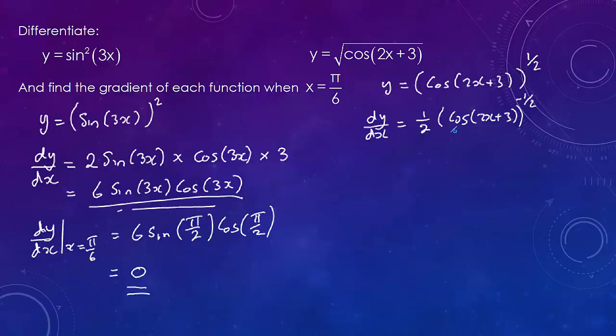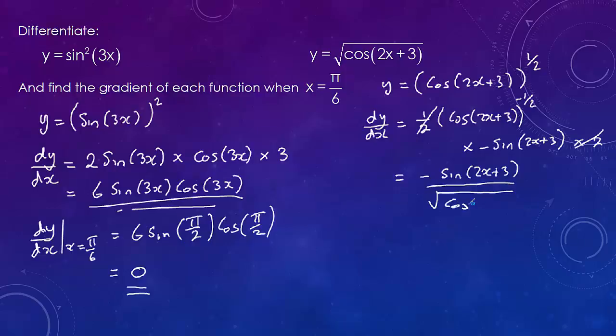We then need to multiply by the differential of what's inside. So that's going to be cos goes to negative sine 2x plus 3. And we also need to then multiply by the differential of the inside of that. So, well, the 2 times a half at least will cancel. So we've got negative sine 2x plus 3, and think about what this power does, over the square root of cos 2x plus 3.